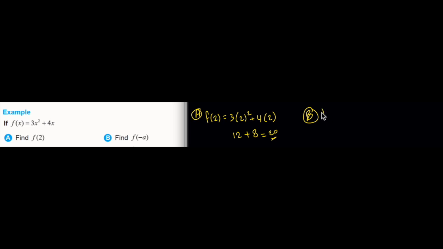For B, we want to find f of negative a, so we will plug in negative a for x, so it will be 3 times negative a squared plus 4 times negative a. As you know, we will cancel the negative sign because we have an even power, so it will be 3a squared minus 4a.